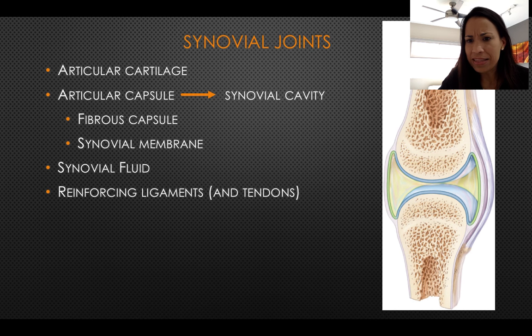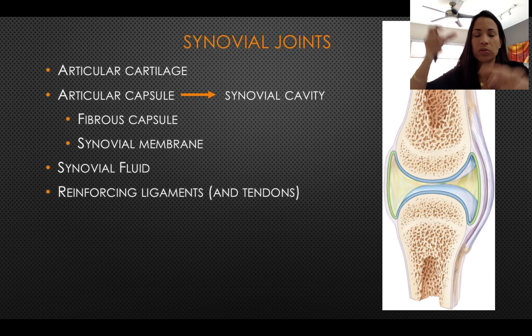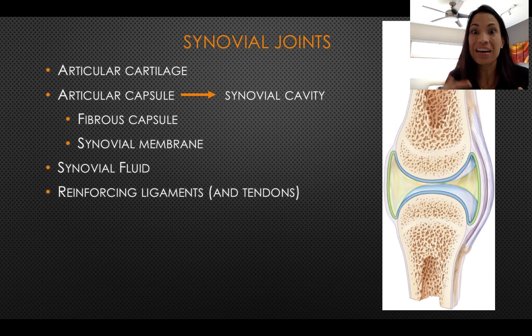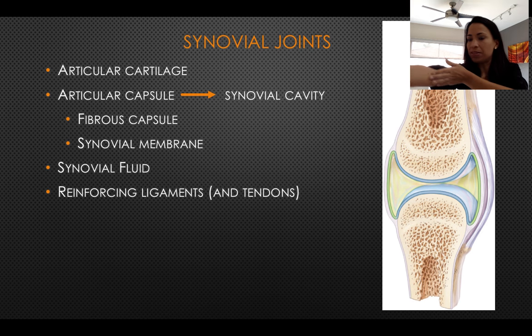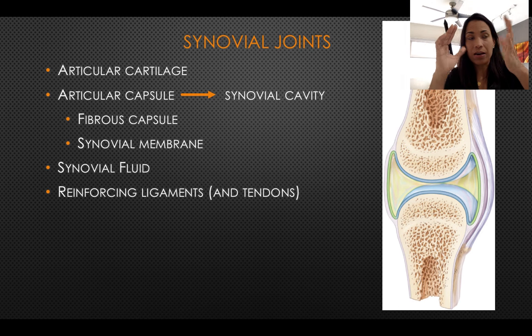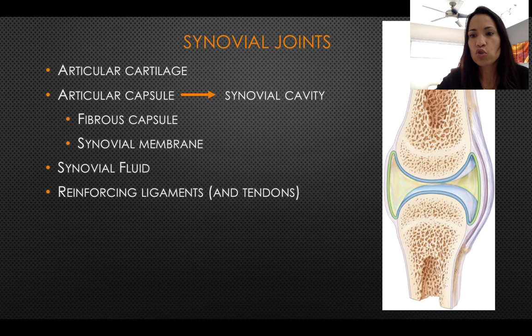Outside, and this is not the rule for every synovial joint, but most of them are reinforced on the outside by a ligament and sometimes even a tendon that comes from a muscle and can reinforce or stabilize the joint. So, for example, in the elbow joint, we are going to find ligaments on the medial side of the elbow and the lateral side of the elbow, whose function is to keep the bones in place together. It is providing stability to the joint.